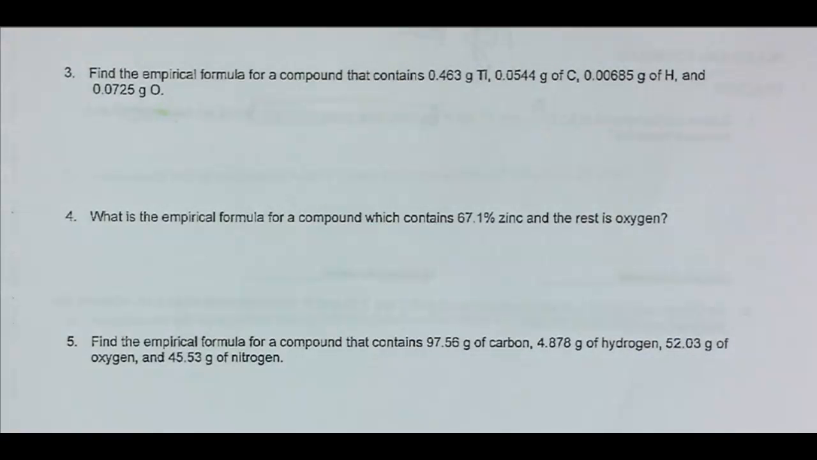So I am going to be working on calculating empirical formulas today. And so if you are in the chemistry workbook that we have, it is page 61. But according to what year we're at, it may not be page 61. So I'm going to go ahead and start with question number 3.